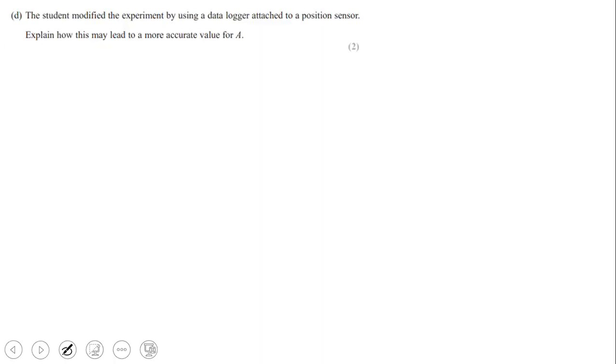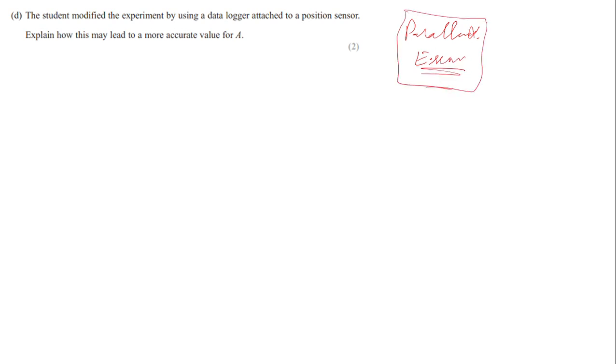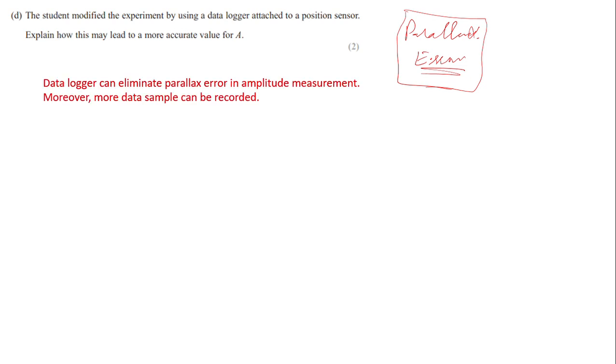The student modified the experiment by using a data logger attached to a position sensor. Explain how this may lead to a more accurate value for A. Clearly, one advantage is the parallax error. A data logger can remove parallax error, and then we have the chance to collect more data points, more sample points, to increase the accuracy of our investigation or our experiment.